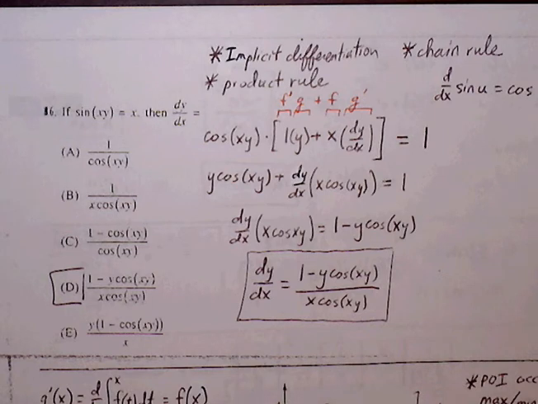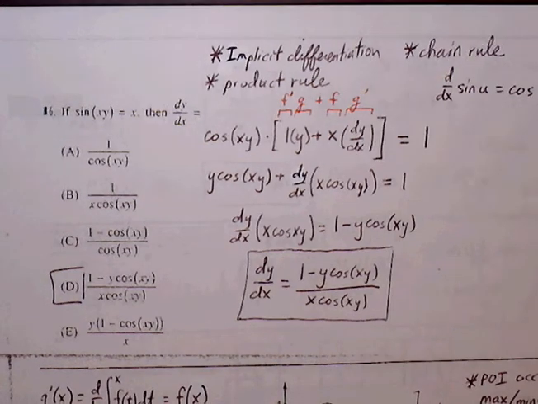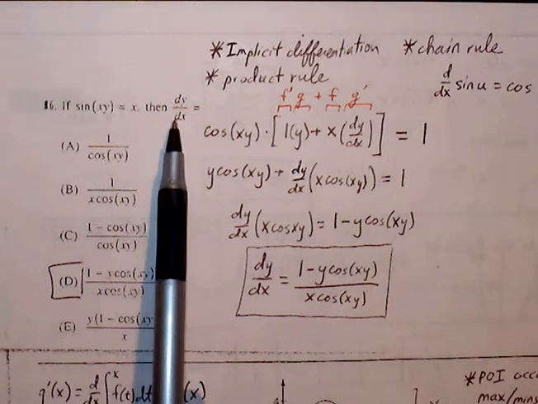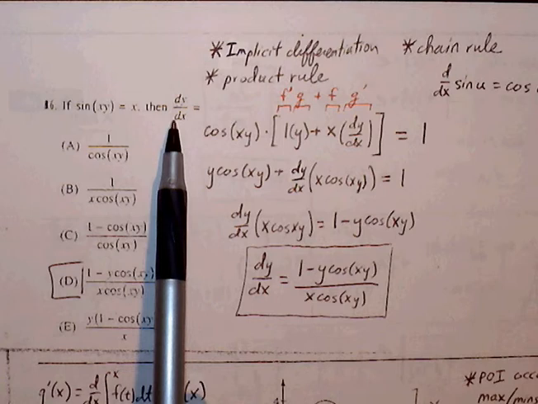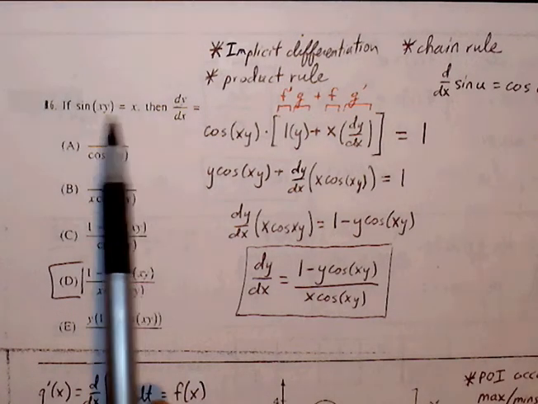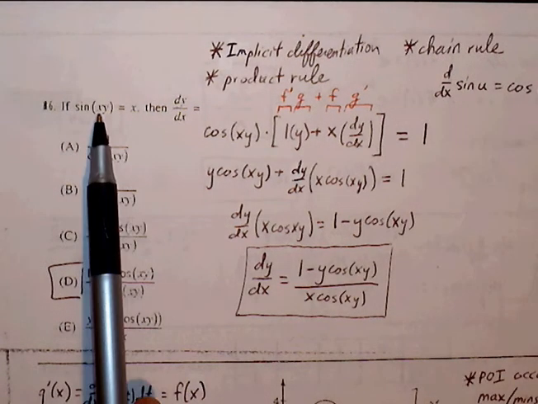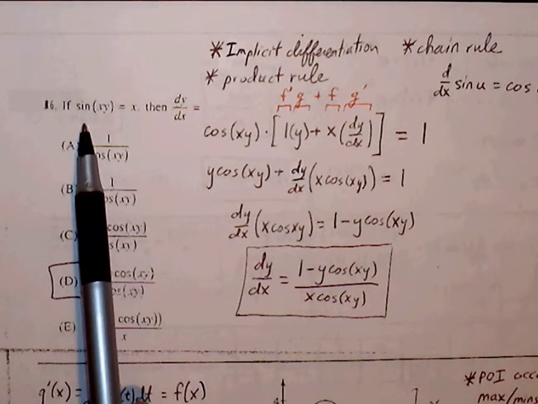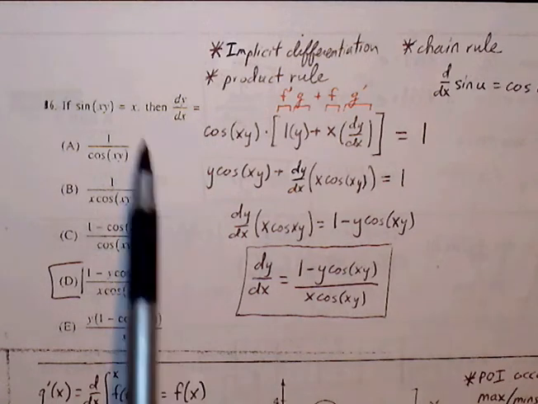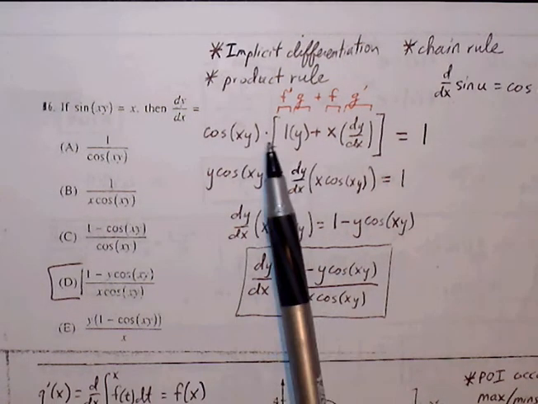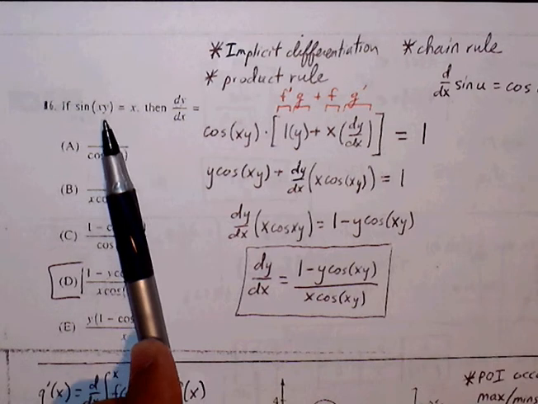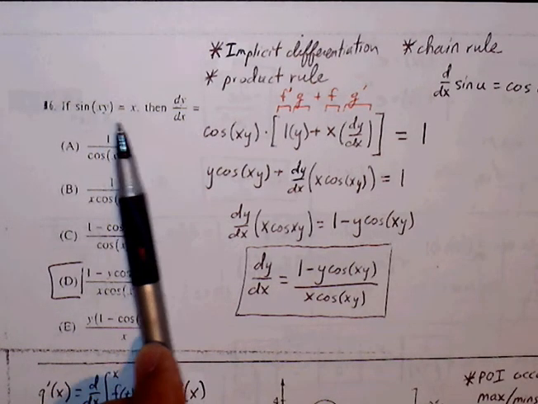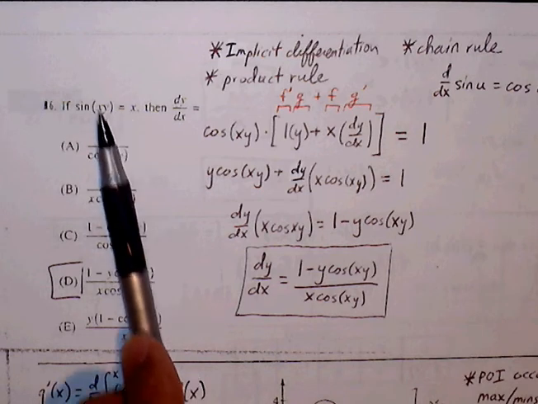Okay, let's continue with the 2008 multiple choice test. This is number 16. If sine of xy is equal to x, then dy over dx is equal to. Notice that we want to find the derivative, but this is not an explicit function, meaning that it is not y is equal to, with all the x values separated from the y. We see the y's are mixed in with the x. So this means that we have to go through implicit differentiation.